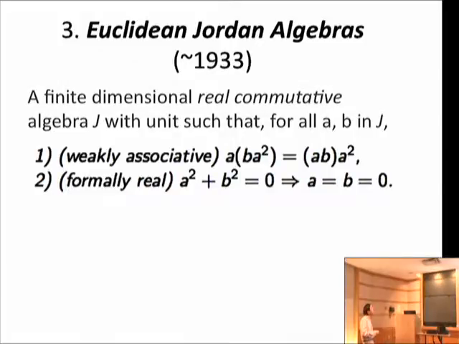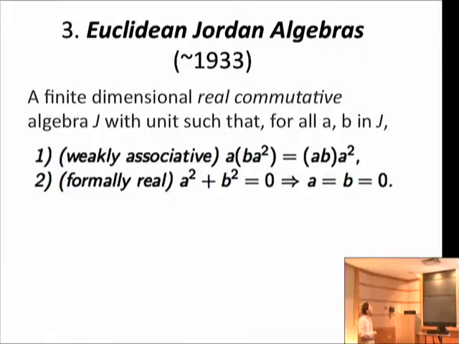And the second part is the formally real condition. For two real numbers, A squared plus B squared equals 0 implies both A and B have to be 0. But here we call it formally real, because A and B are just elements. So A squared plus B squared equals 0 implies this. How do we understand this? A and B are elements in the algebra. Any element, not necessarily generators.